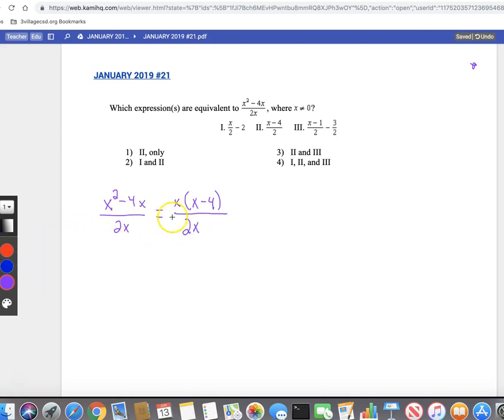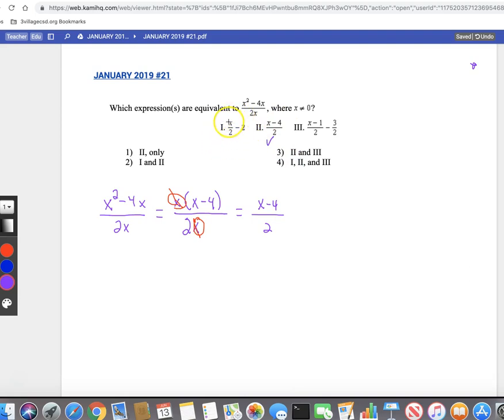But now that we've factored this, remember that any common factors in the numerator and denominator can be reduced. A common factor would be x. X is a common factor in our numerator and denominator, so we can reduce those, and we are left with just x minus 4 all over 2, and that actually is option 2. So that is an equivalent expression and is part of our answer. Now, all the choices, unfortunately, have choice 2 as an equivalent expression, so we have more work to do.